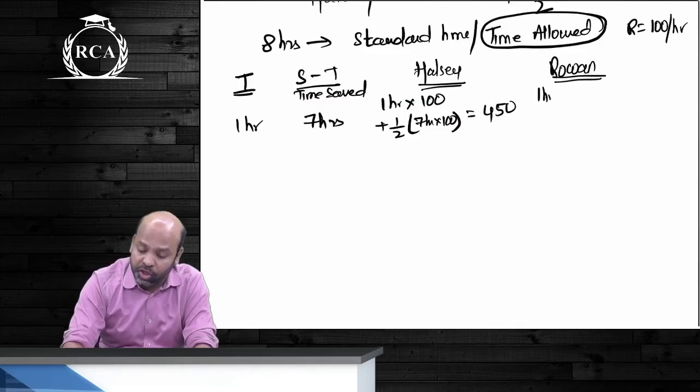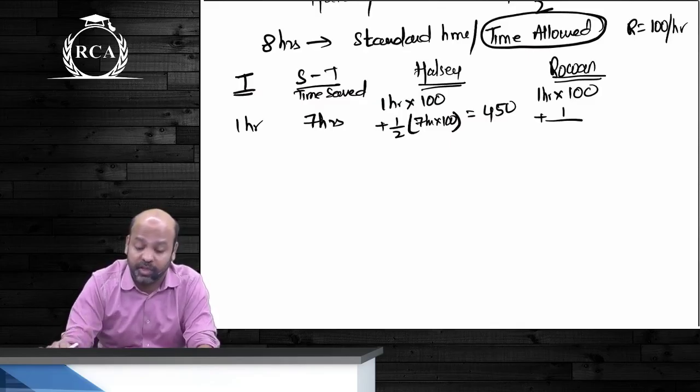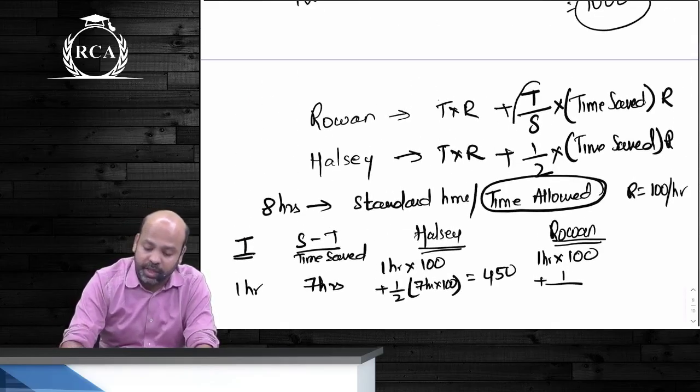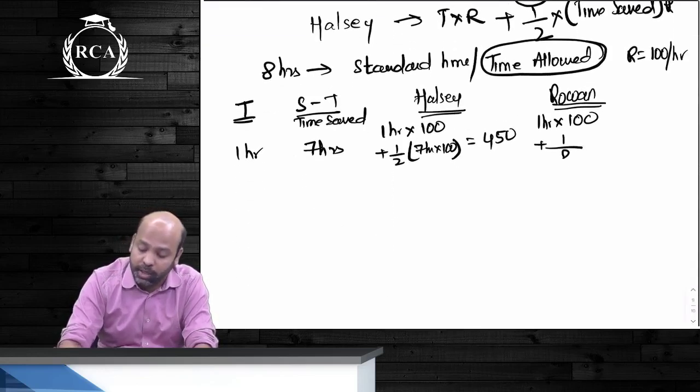The proportion, guys, will be 1 by 8. Time taken to time allowed, not time taken to time saved. The ratio as such, beta, is how much time you are actually taking to how much time was allowed. That means you will now get a bonus of only 1/8 of that 7 hours. 180.